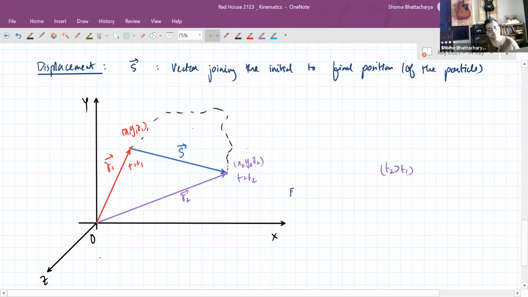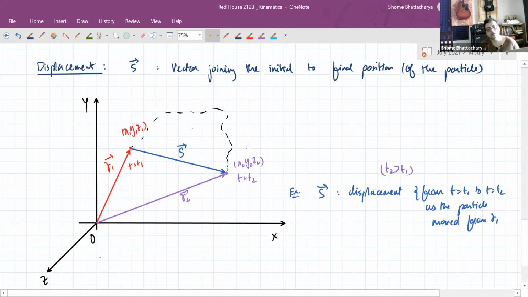So here S is the displacement from t equal to t1 to t equal to t2. Okay, as the particle moved from the original position r1 vector to the final position r2 vector.